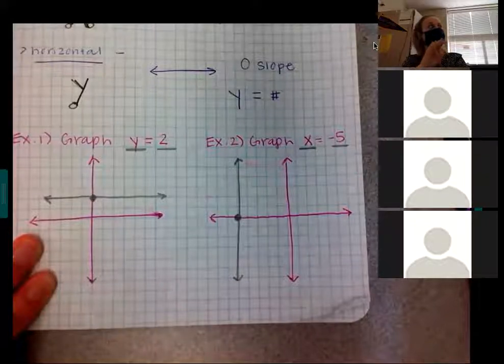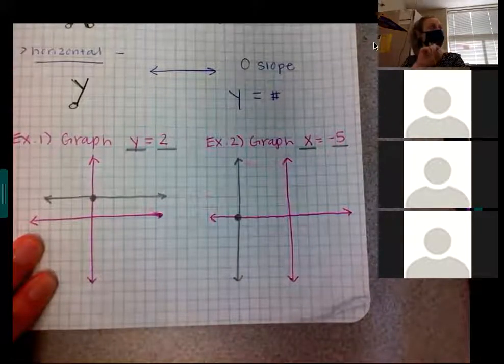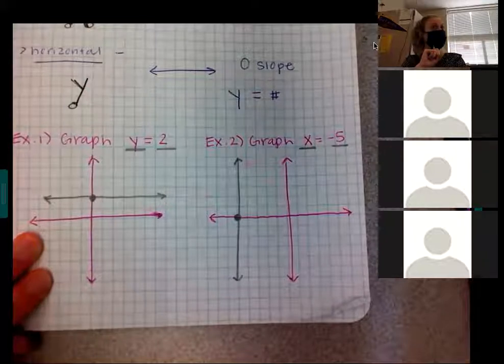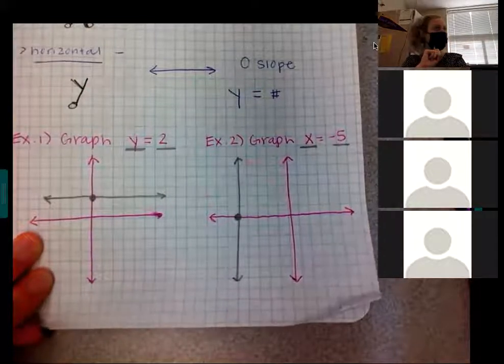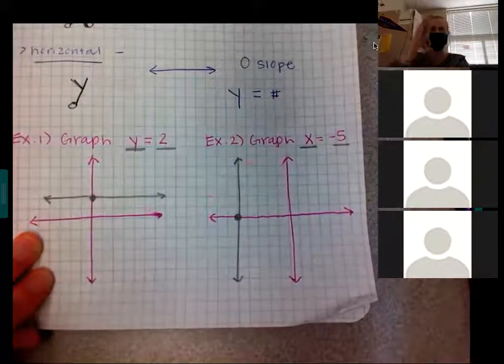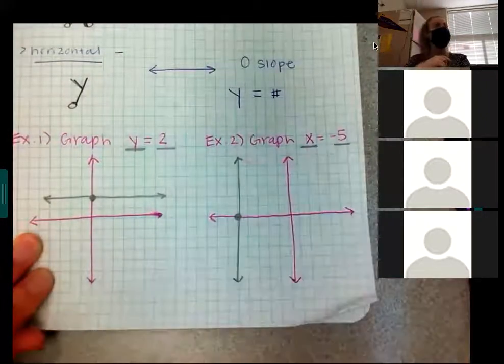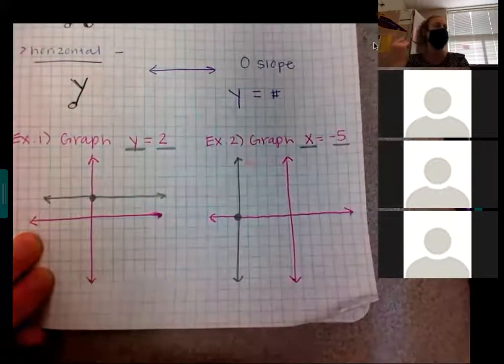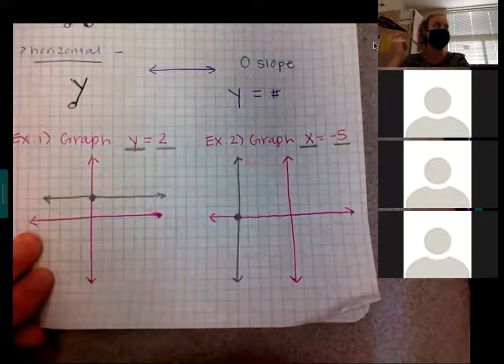Do you guys feel like on your test you could do a horizontal and a vertical line? No? You can. They're the easiest ones. If it don't say mx plus b, it ain't slanted. It's either vertical or horizontal, and you just got to remember which one, and you can use your notes. So I feel like we should be good on this.